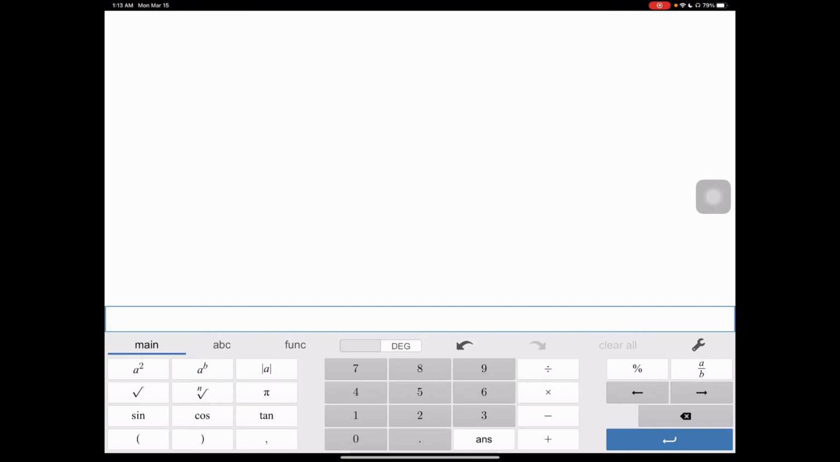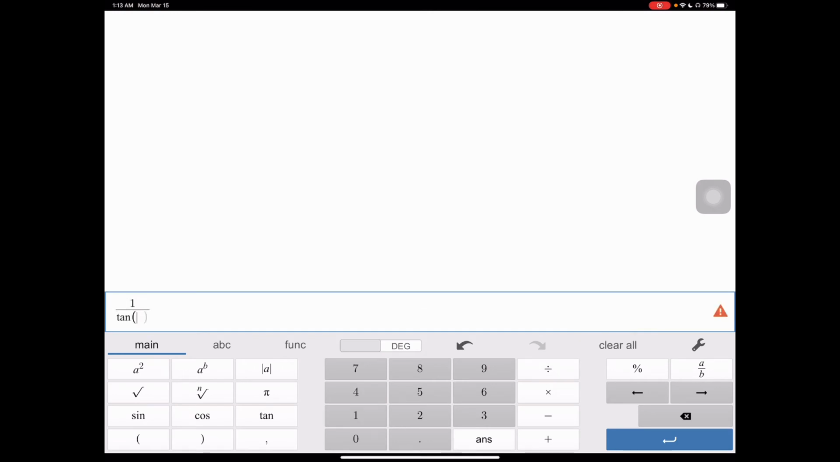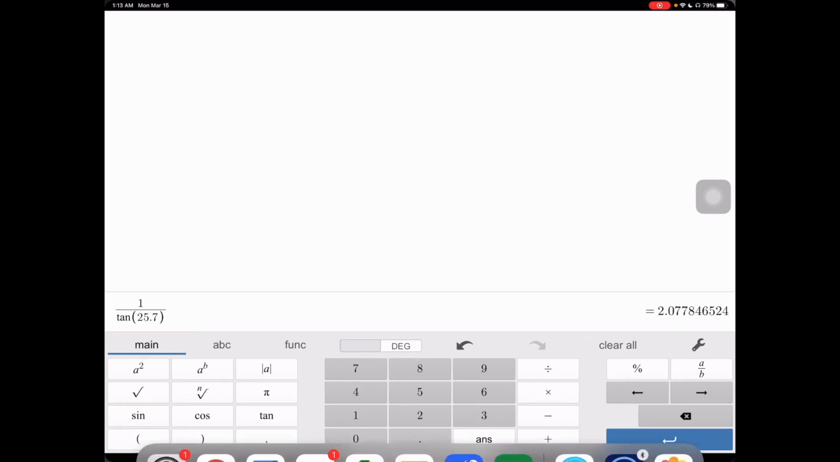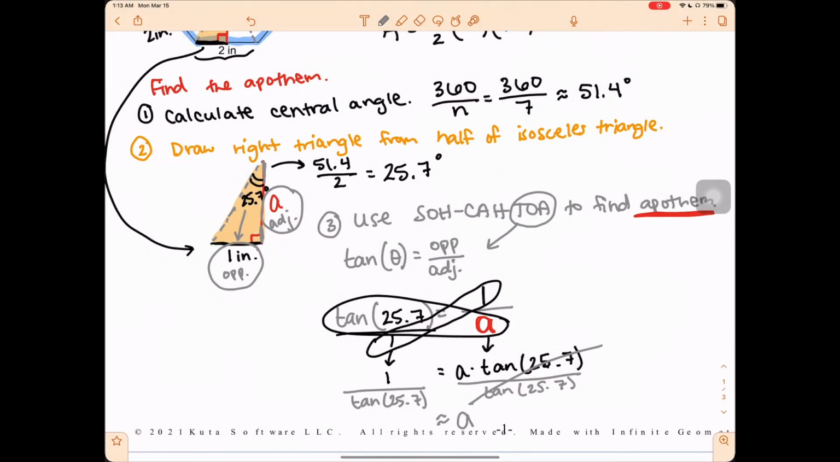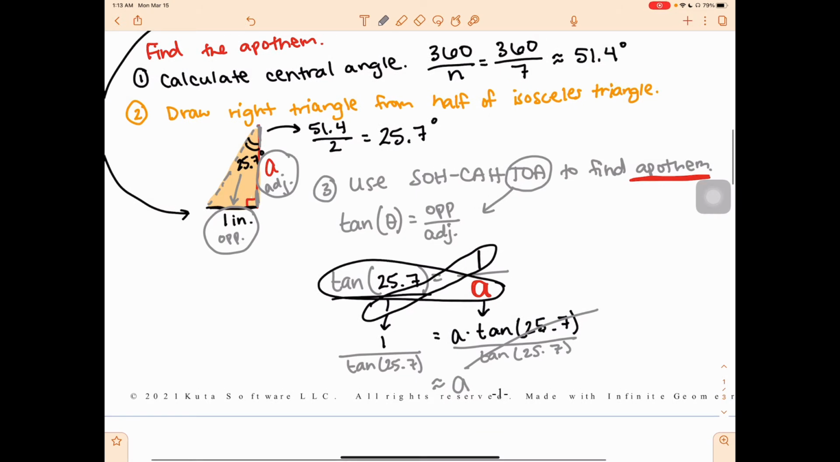So let's see what that is. 1 divided by the tangent 25.7. I get about 2.07. You can either leave it as that or we can round it to 2.1. It did mention rounding to the 10th place. I believe your test will be multiple choice, so if it's just a few digits off, you should be okay still. So we're going to round it to 2.1.